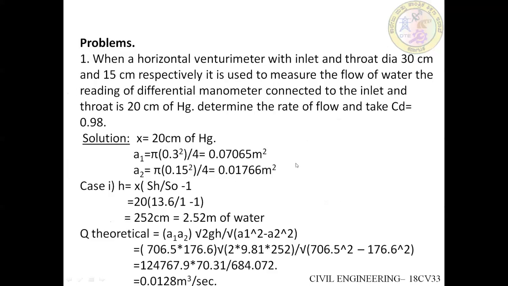So this is how we have to calculate the H value, that is the difference of pressure head between section 1 and section 2 in the case of a venturimeter. So let us solve a problem on venturimeter. I'll read out the problem.